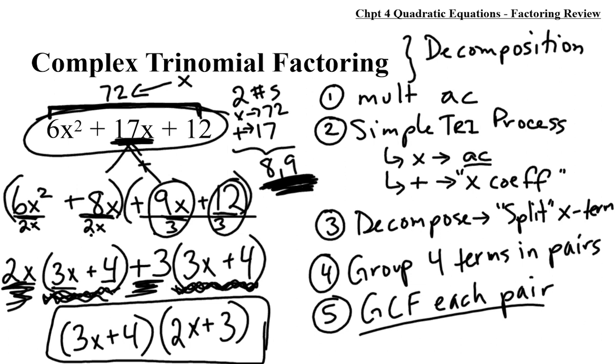Do the FOIL steps to check it. It'll work out. There's our 6x squared. There's 9x and 8x. So 3x times 3 is 9x. 4 times 2x is 8x. 8x and 9x, there's our 17x. And there's our 12 on the end. So there's the factored form of a complex trinomial.